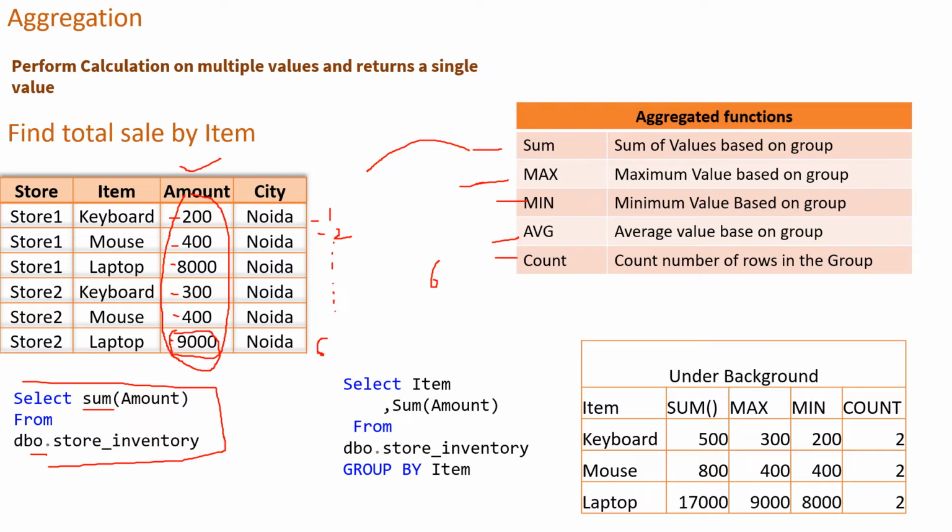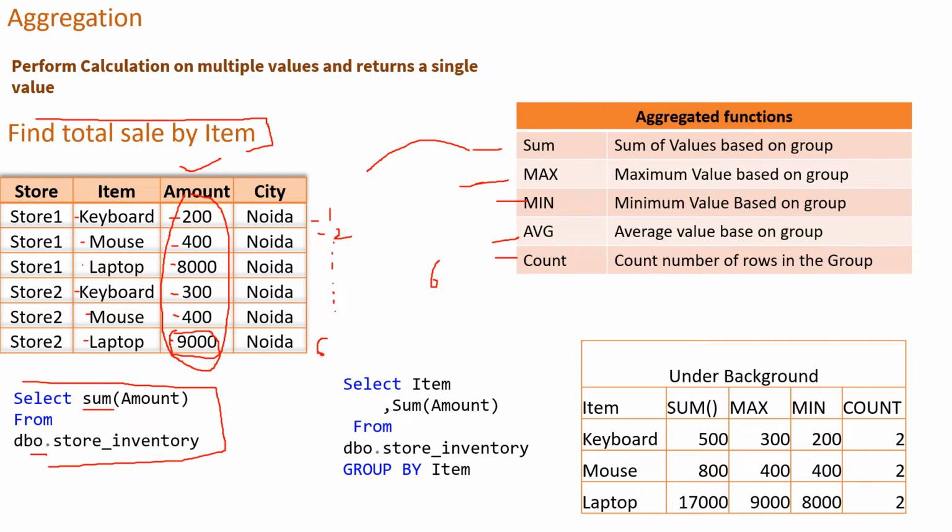Let's take another example in which we want to find the total sale by item. What does this mean? It means we want the total sale of each and every item. So we want to achieve the total sales of keyboard, the total sales of mouse, and laptop.